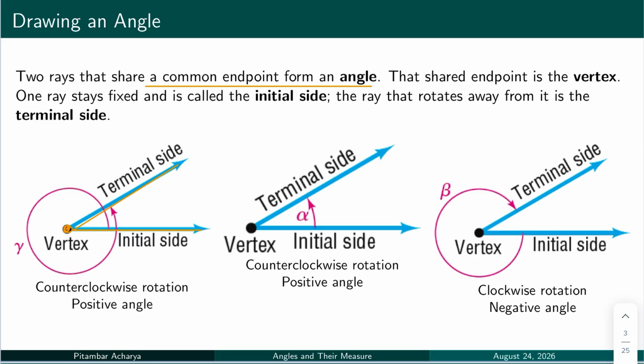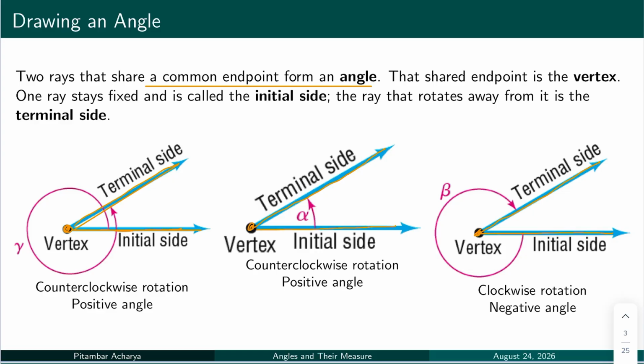Here the ray that remains fixed is the initial side, and the ray that rotates away from it is the terminal side. So this is the terminal side. In the second figure, this is the initial side, this is the terminal side, this is the vertex. In the third figure, it is the initial side, it is the terminal side, and this is the vertex.